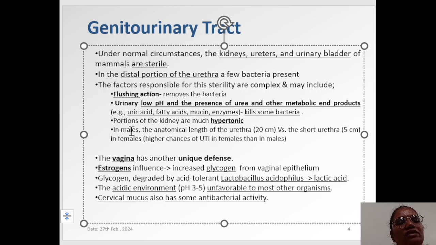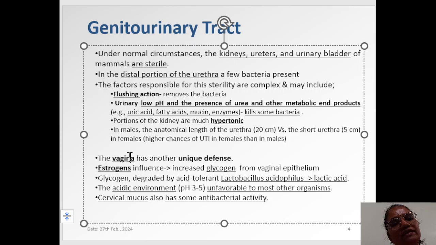Now, coming to the urethra, the male and the female urethra have some difference in the anatomical length. Females have a shorter urethra and it tends to remain open. So, females have a higher chance of acquiring urinary tract infection in comparison to males.